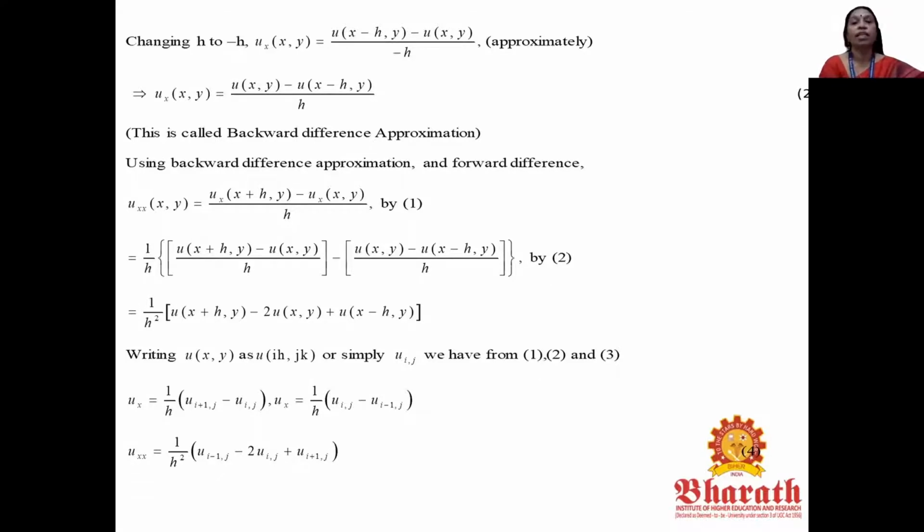So we are combining equations 1, 2 and 3. So we'll be getting ux is equal to 1 by h into u of i plus 1 comma j minus u of i comma j. ux is equal to 1 by h into u of i comma j minus u of i minus 1 comma j. That is, u double x is equal to 1 by h square into u of i minus 1 comma j minus 2 into u of i comma j plus u of i plus 1 comma j.